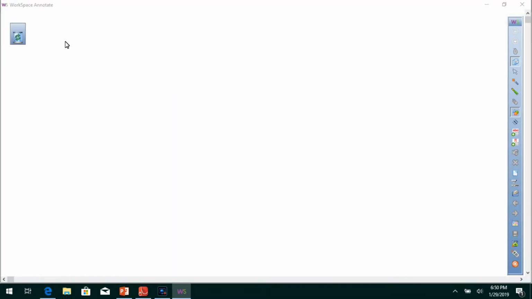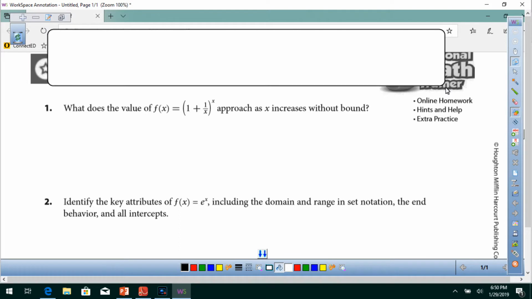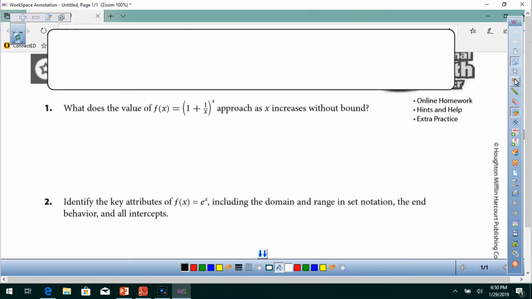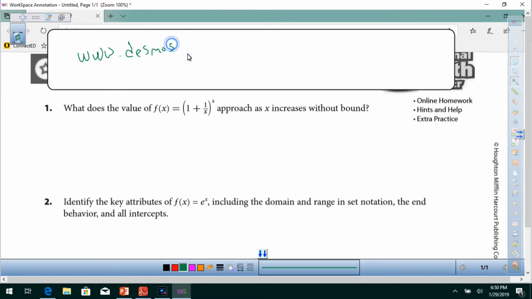Probably first thing is, you might want to go to www.desmos.com and then /calculator and get their graphing calculator. That'll help you with these. All right, so back to the question.